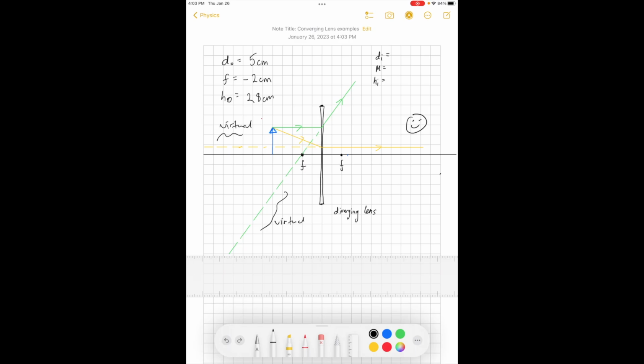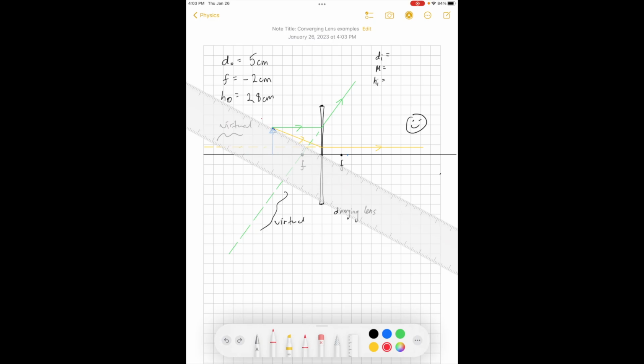But to be certain, we'll draw one more ray that passes through the center of the diverging lens. Just like for the converging lens, this is designed so that any ray going through the center does not get deflected.